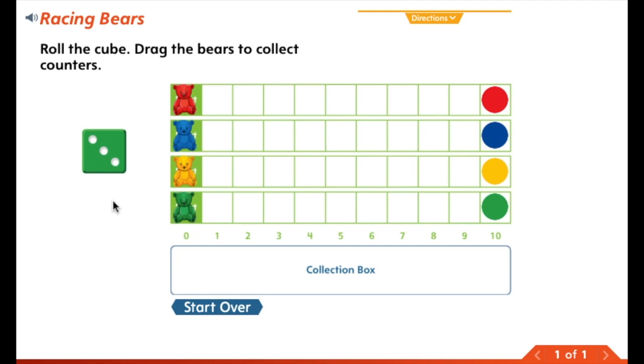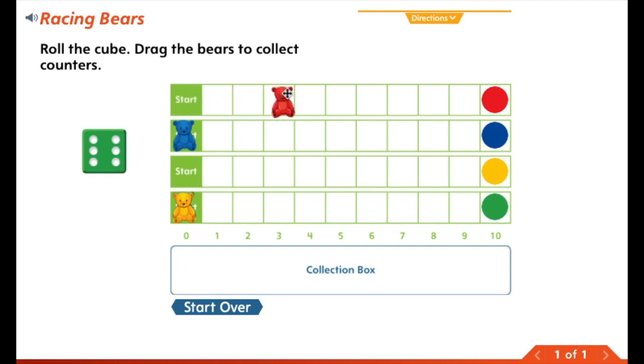The other game we are going to play is Racing Bears. Now this is a game that my friends loved when we played it the first time. You can play with up to 4 people, so if you have lots of brothers and sisters or grown-ups in your house that you want to play with, you can play with that many, or you can just play with one person, or you can even play by yourself.